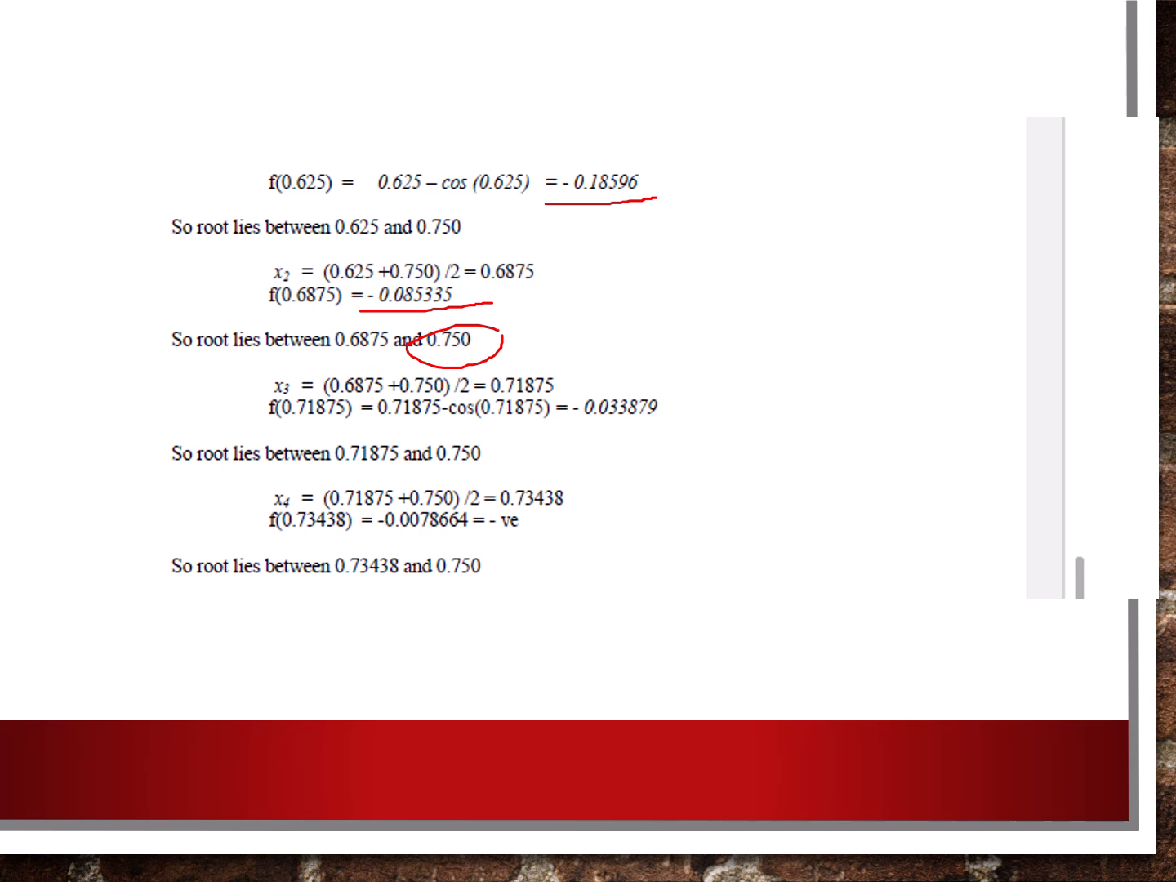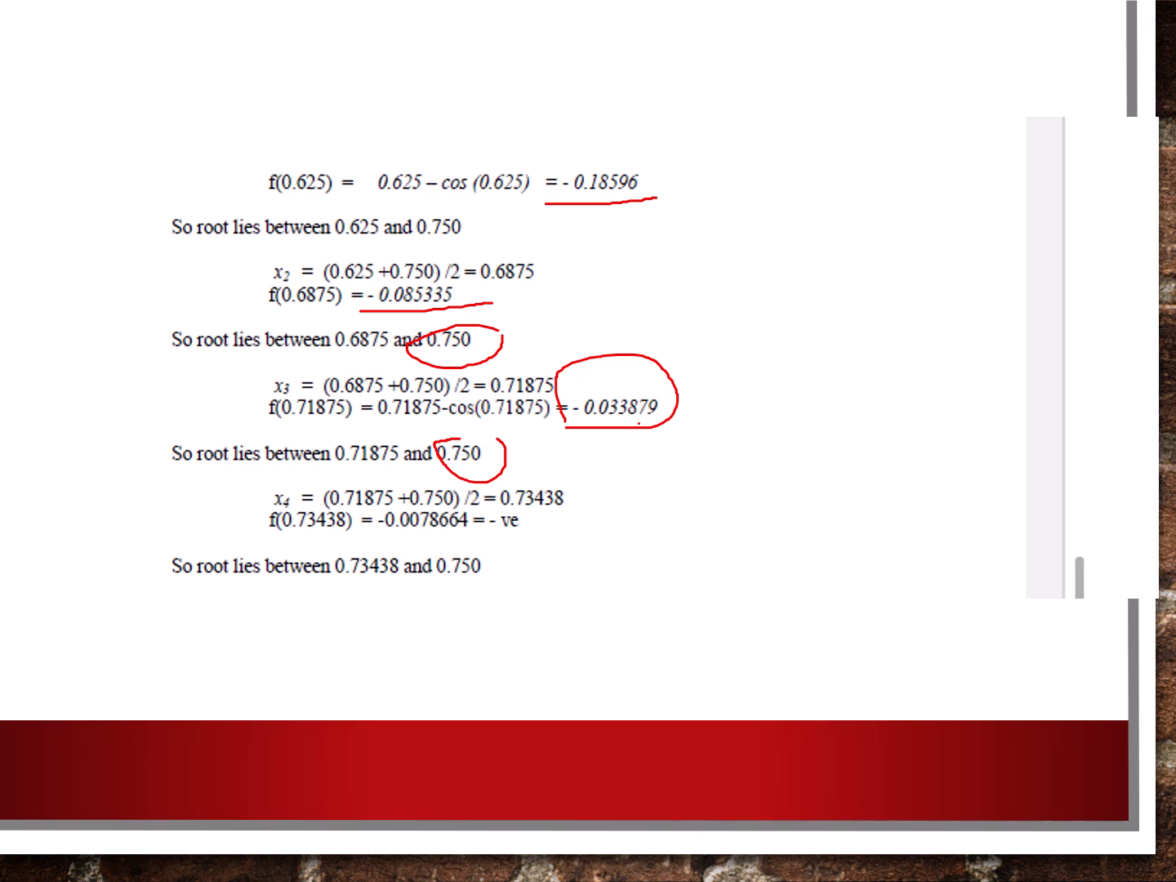Apply to the function. F of 0.71875 equal to 0.71875 minus cos of 0.71875 equal to minus 0.033879, which is the negative sign. So the positive sign is for x naught, the value 0.750.